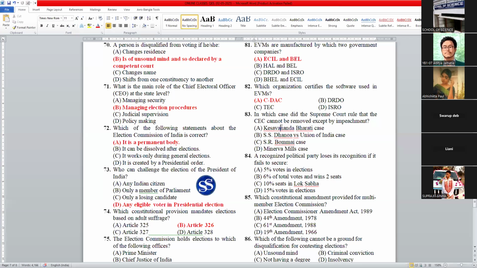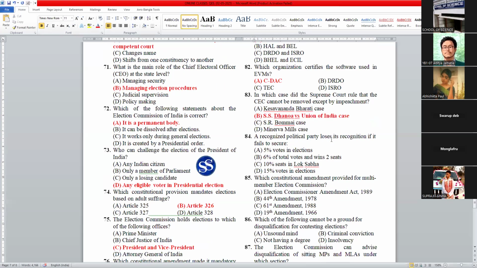Question number 83. In which case did the Supreme Court rule that the CEC cannot be removed except by impeachment? Option B, SS Dhanoa versus Union of India case. Very good. In the SS Dhanoa versus Union of India case, in 1991, the Supreme Court ruled that the Chief Election Commissioner of India cannot be removed from office except through the process of impeachment under Article 324 of the Indian Constitution. This decision emphasized the independence and security of tenure of the CEC, Chief Election Commissioner.